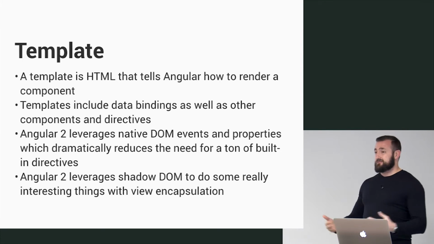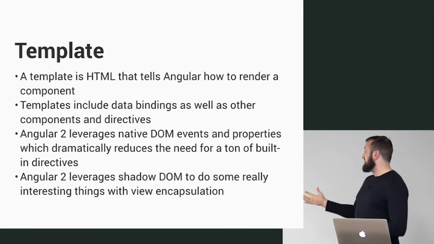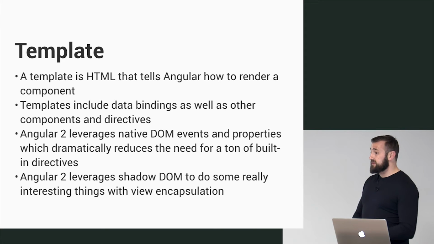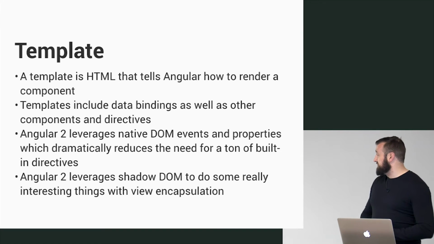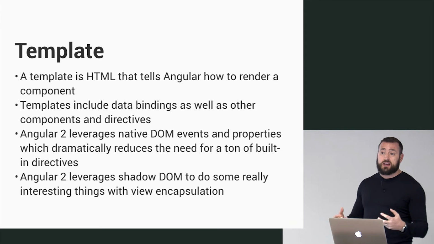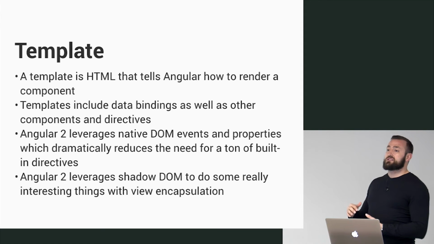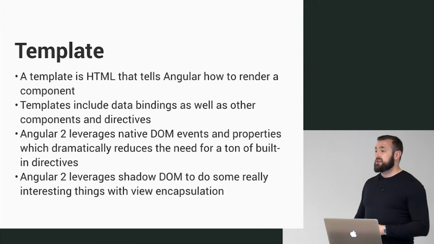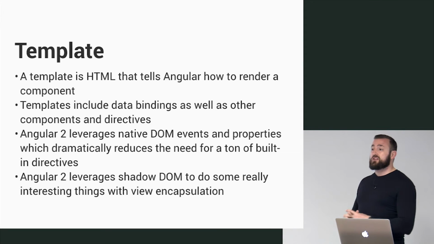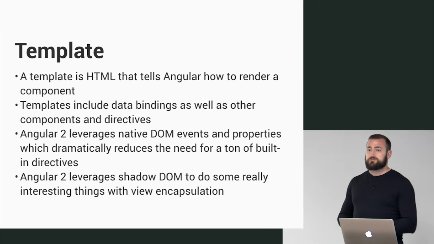Speaking of templates, this again is just compiled HTML. Two very interesting things about Angular 2 templates are that it leverages DOM native events and properties, as I mentioned, so you have a lot less Angular footprint in your code. It also leverages Shadow DOM to do some really interesting things in terms of view encapsulation. For instance, by default, if you define some styles on a component, Angular will compile that to only be applied to that component. So you're actually able to encapsulate particular styling and various markup for that. What that does is generate a quasi-shadow DOM under the hood for you.